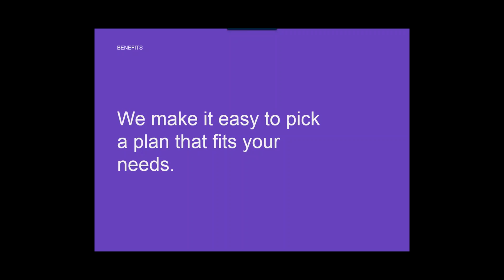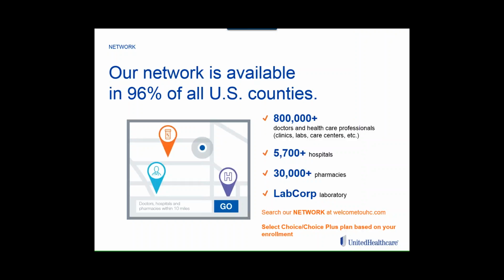So we try to make it easy for you to pick plans that fit your needs. You're very lucky that you have 4 plan choices available. All of them will have the same network. Our network is available in 96% of all U.S. counties, and as you can see on this slide, we'll give you some of those numbers, doctors, healthcare professionals. We have over 800,000 across the country, 5,700 hospitals. So basically, you will have access to care on a national level.